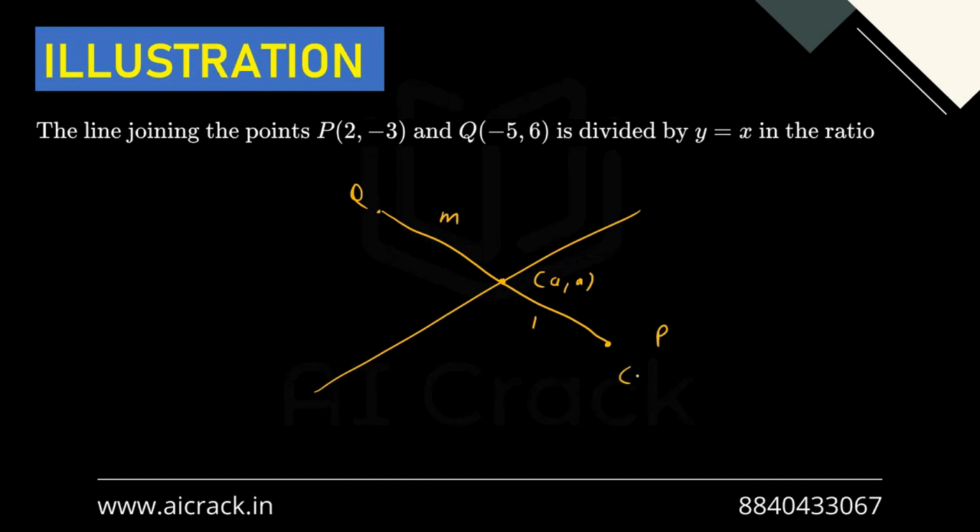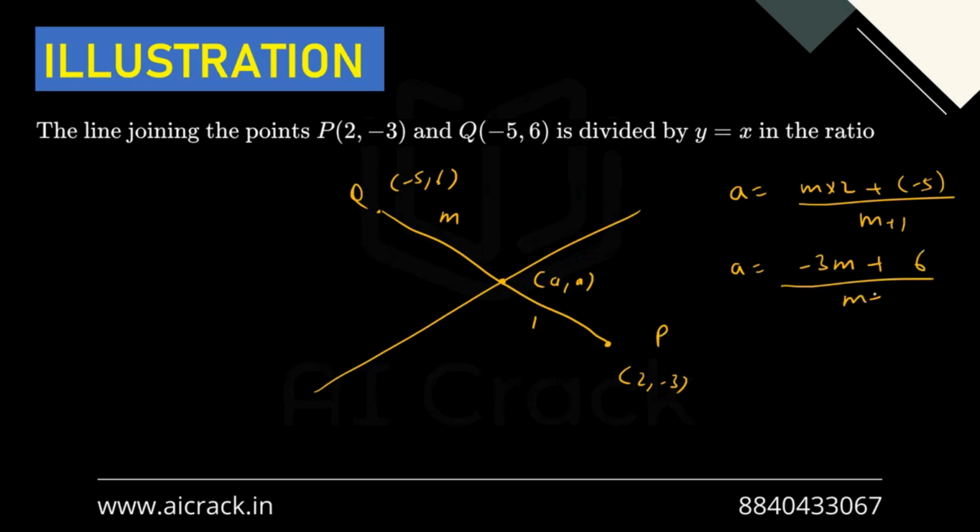Now P coordinate is (2, minus 3) and Q coordinate is (minus 5, 6). Now if I try to write the X coordinate of A with the help of section formula, then A's coordinate would be m times 2, this ratio multiplied by this one, and 1 multiplied by minus 5, so basically minus 5 only, divided by m plus n. Here n is 1, so m plus 1. And similarly, the y coordinate of A would be m times minus 3, so minus 3m plus 1 times 6, divided by m plus 1.